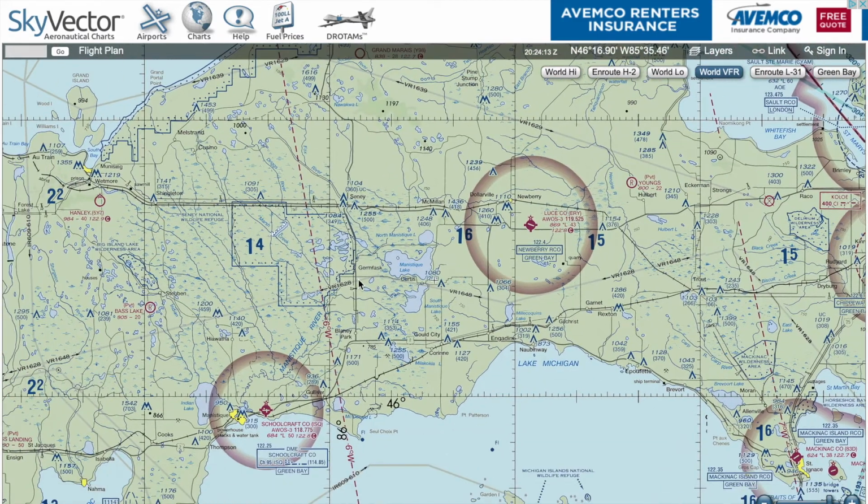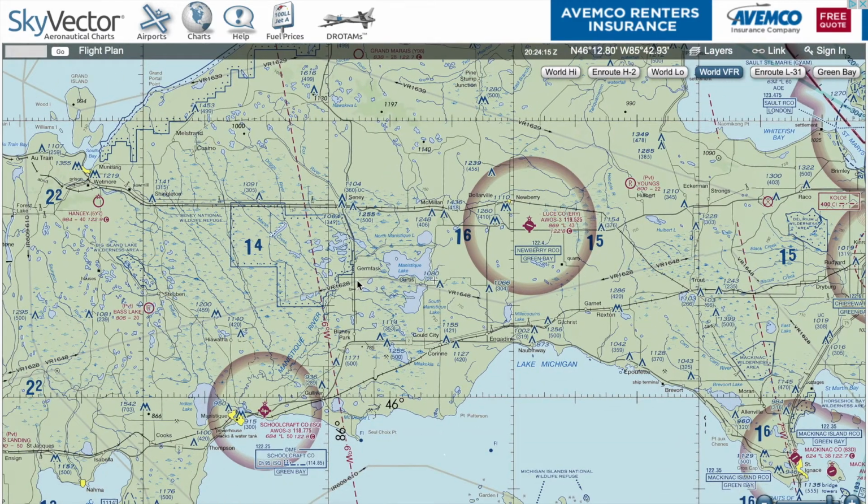So without even looking that hard, I know that Class E airspace starts at 1,200 feet here. It's almost like because I don't see it, therefore I know it's there, if that makes any sense whatsoever.